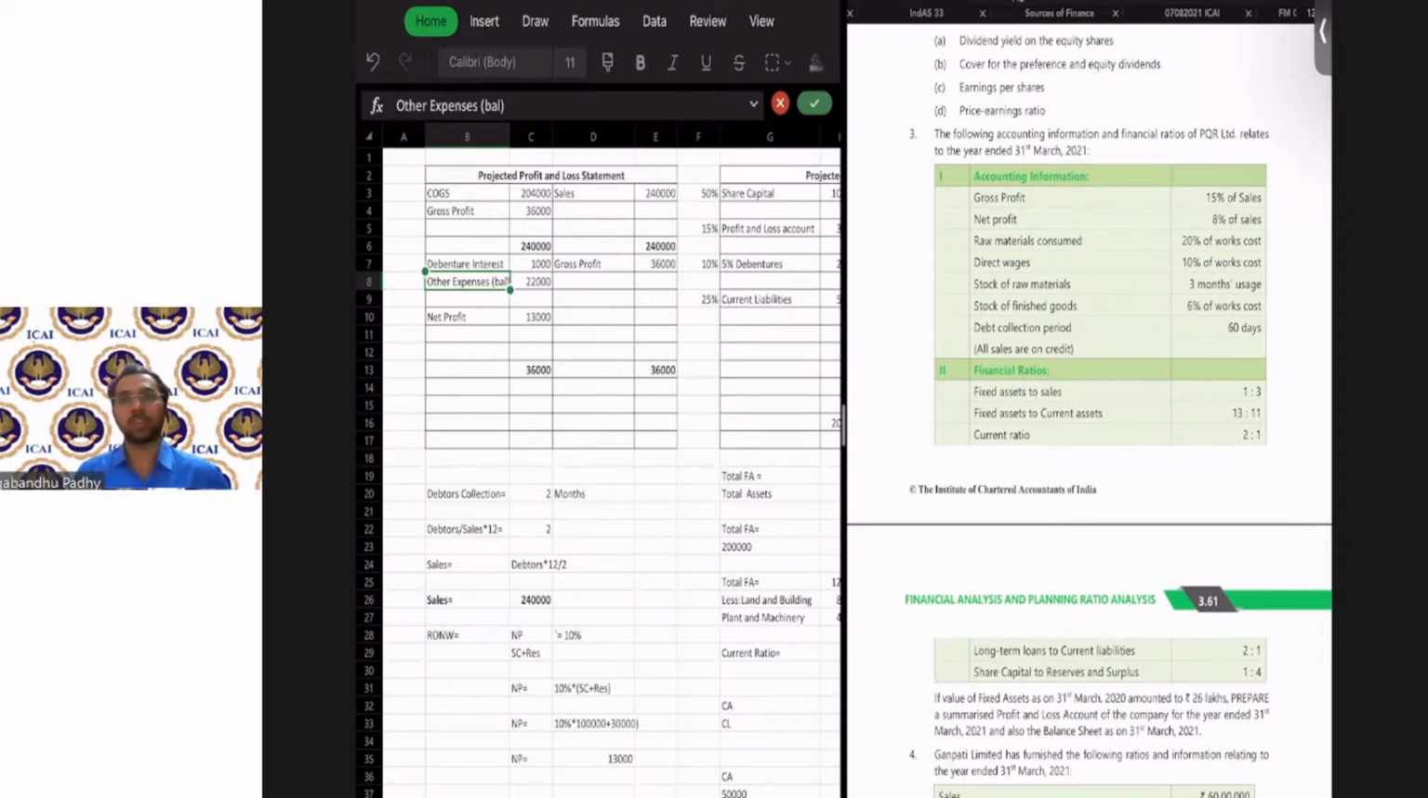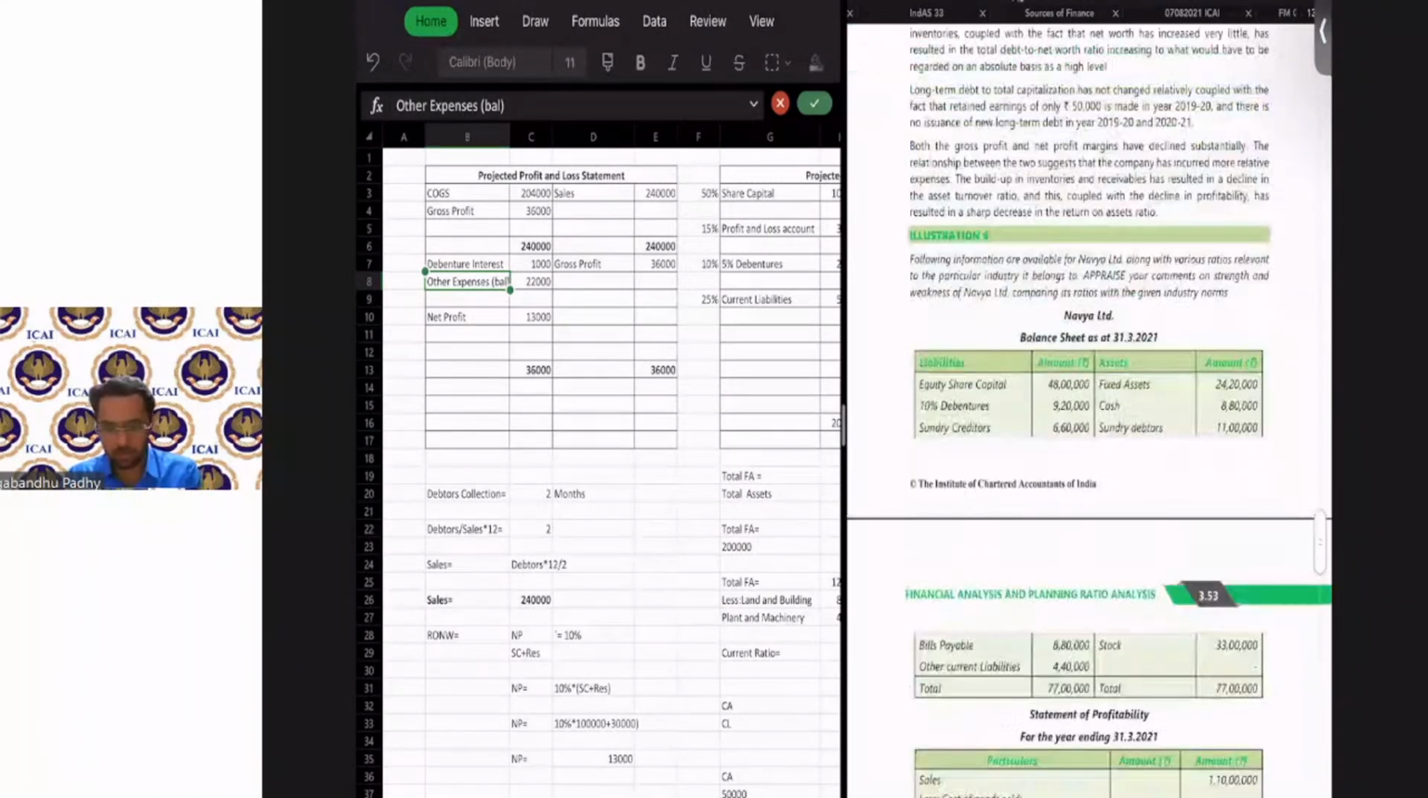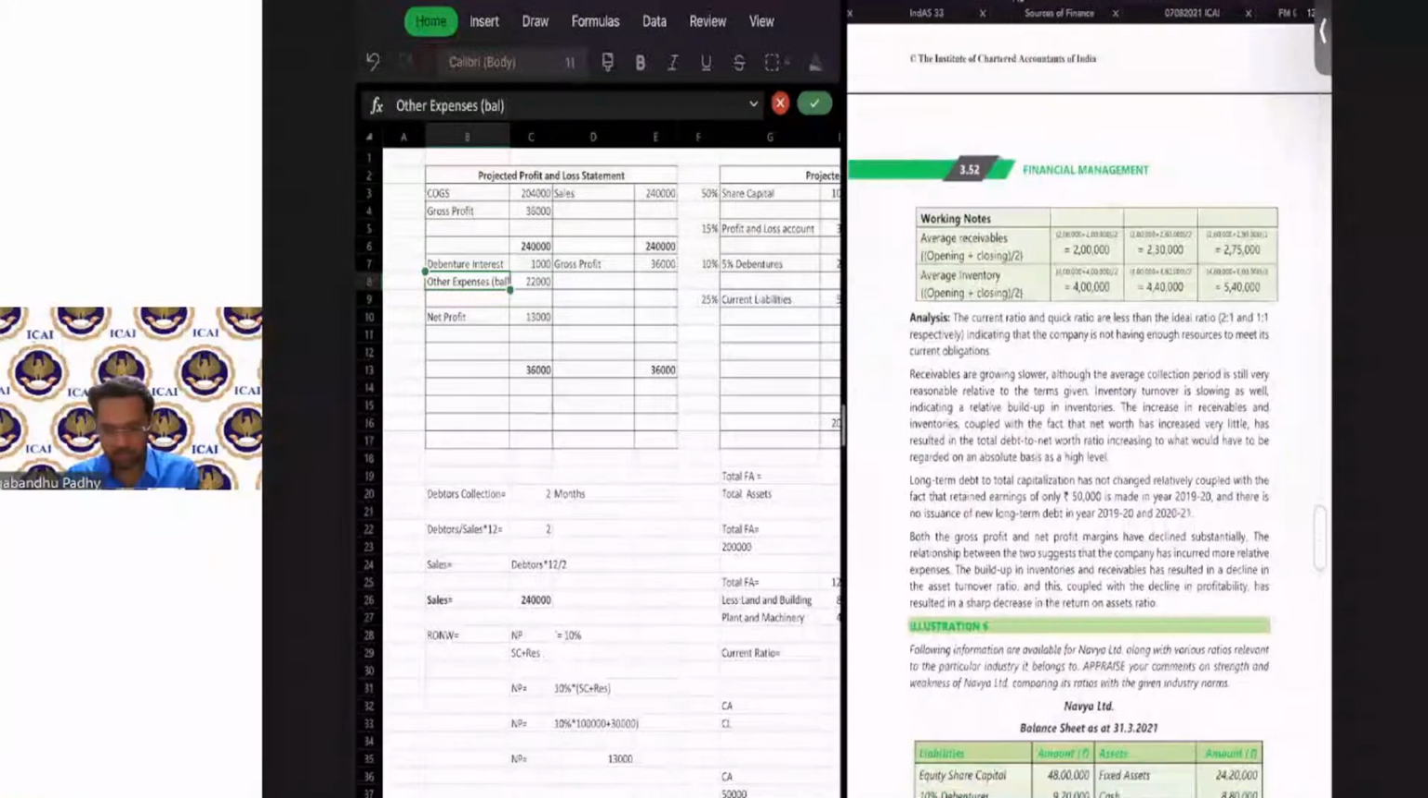Practical question three. Okay. Illustration four. Vinay is asking about the first line of illustration four. What's there in illustration four? First line of illustration four.